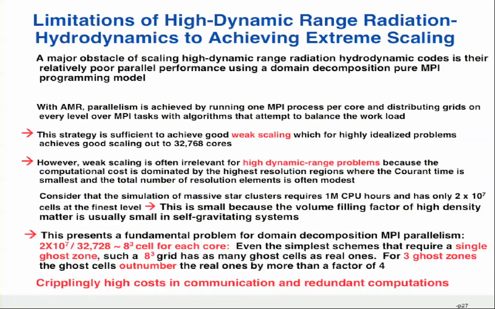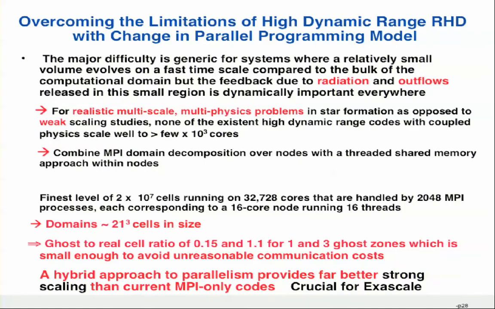This represents now a fundamental problem for a straightforward domain decomposition parallelism, because if you spread 20 million cells over your 32,000 cores, you get grids that are on the order of about 8 cubed. But even the simplest schemes that you would use, where AMR would require at least a single ghost zone, and in fact, usually several. Even for a single ghost zone, that 8 cube grid has as many ghost cells as real cells. For 3 ghost zones, the ghost cells outnumber the real ones by more than a factor of 4. And in fact, we use 4 ghost zones. It goes up from there. So you get a cripplingly high cost in the communication and redundant computations. So you have to get around this.